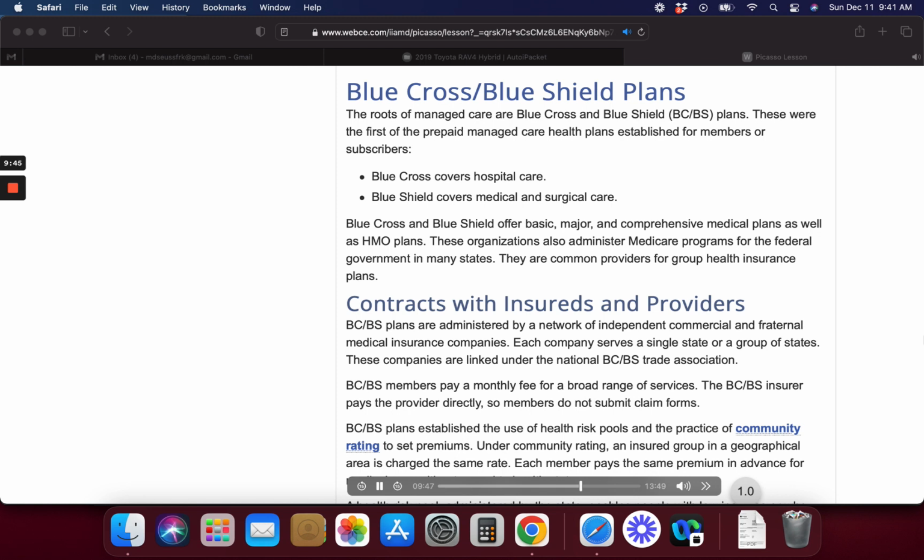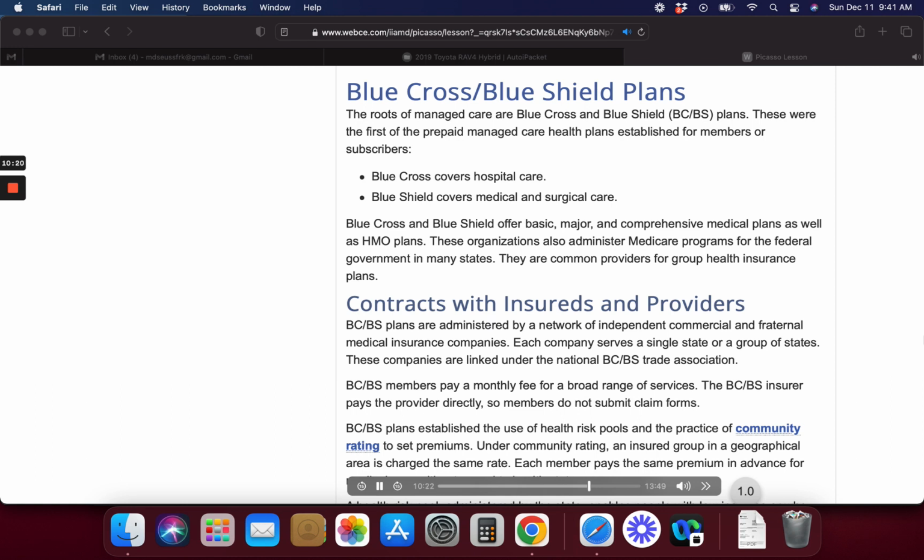BC/BS plans establish the use of health risk pools and the practice of community rating to set premiums. Under community rating, an insured group in a geographical area is charged the same rate. Each member pays the same premium in advance for medical care without regard to health status, age, or sex. A health risk pool, administered by the state, enables people with low incomes or who cannot get coverage through the individual health insurance market to get basic medical insurance coverage. BC/BS plans provide coverage for these pools.